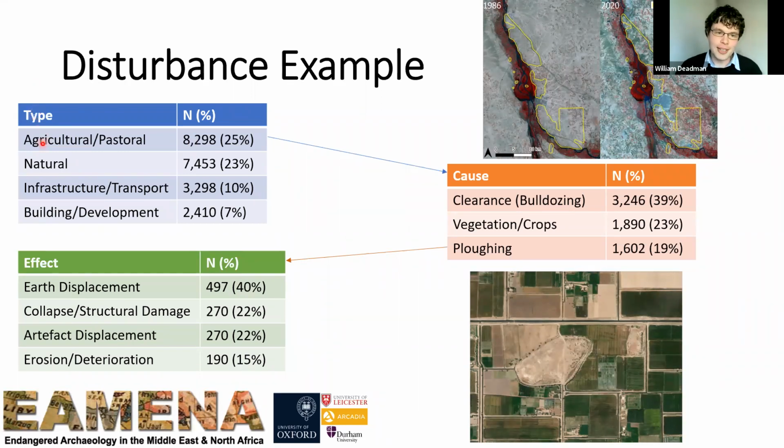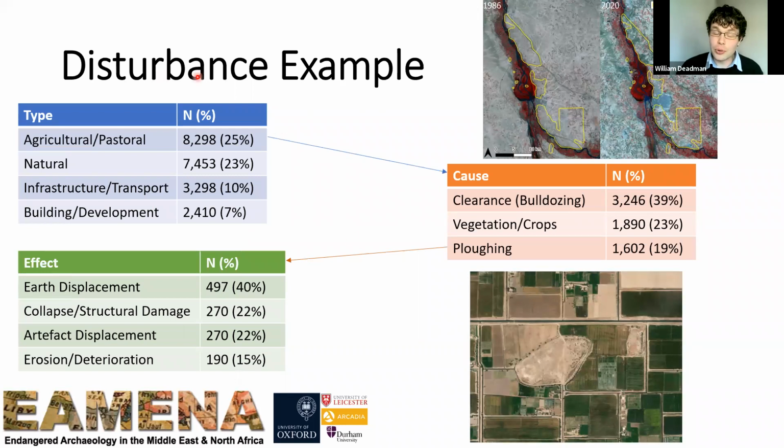So at the moment in the database, agricultural and pastoral disturbances are the most common, accounting for nearly a quarter of all known disturbances, followed by natural, infrastructure and transport, and building and development. These are just the top four. I haven't included all of them.